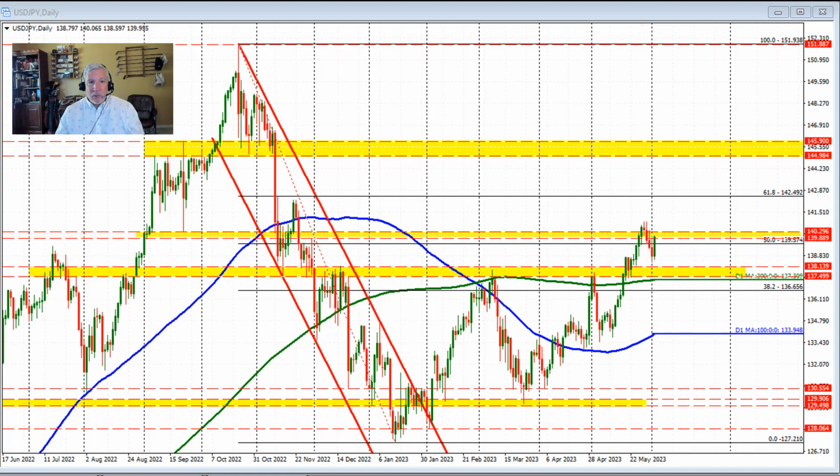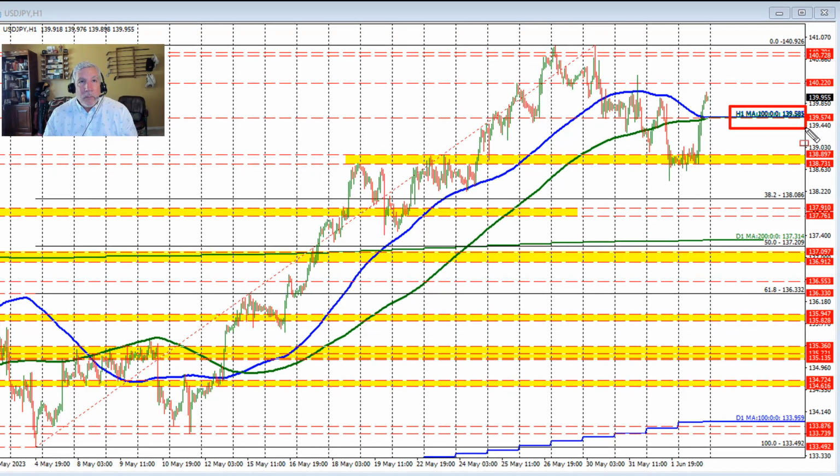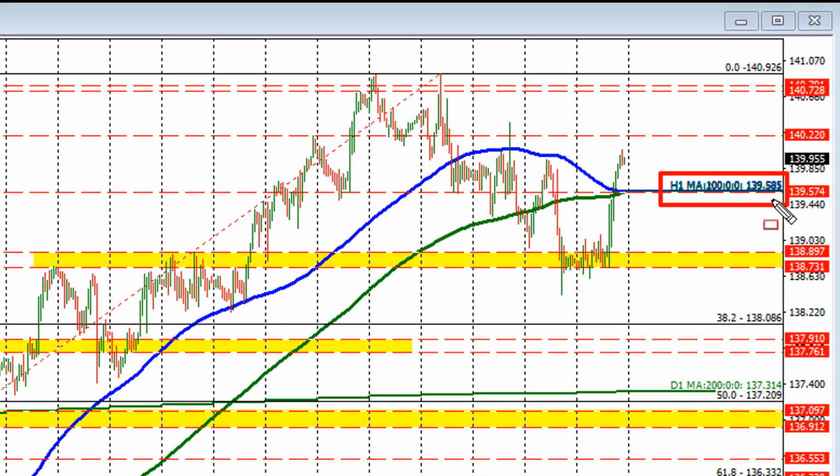Now let's take a closer look at the hourly chart. What I like about the hourly chart is you see these two moving averages that are converged right here. Where do those moving averages converge? 139.58. What was that 50% retracement level on the daily chart? 139.574. I have it outlined right here.